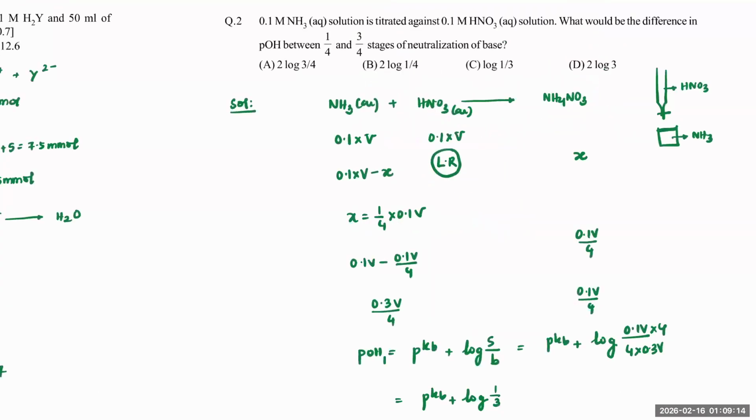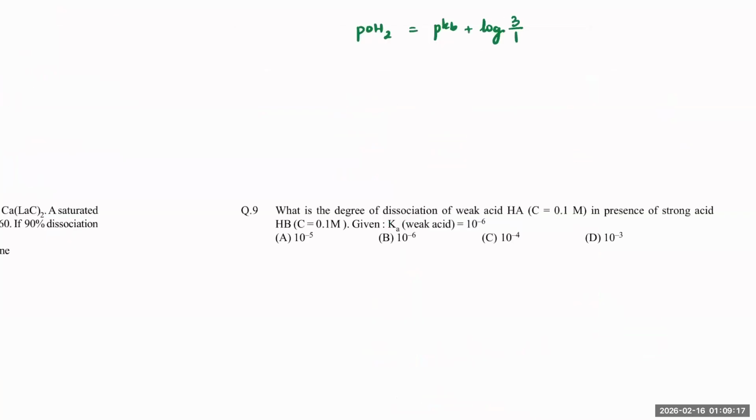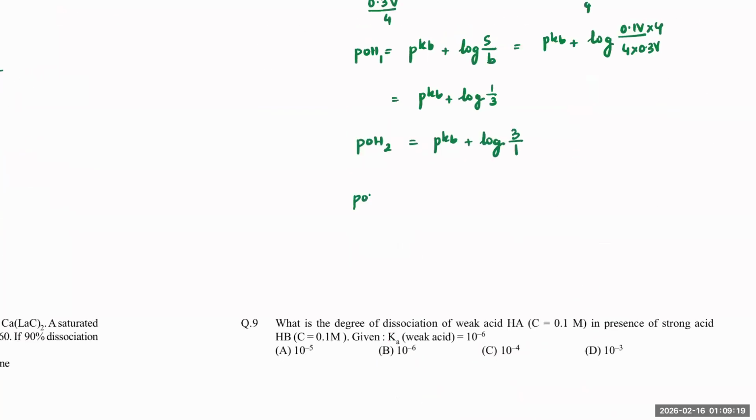So what is being asked is the difference in the pOH in both the cases. So pOH1 minus pOH2, that is delta of pOH. pKb will get cancelled and I'll get log of 1 by 3 minus log of 3 by 1. So I can write it as 2 log 1 by 3. You can take it as a mod difference here. So that makes it minus 2 into 0.48, which is the log form.